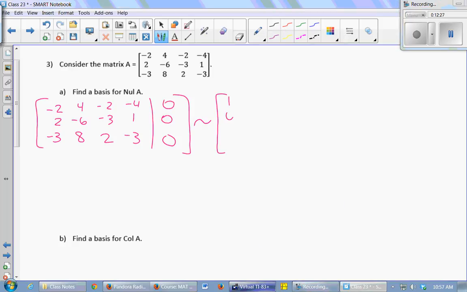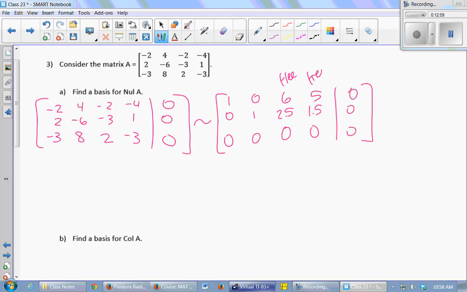Okay, so I have 1, 0, 0, 0, 1, 0, 6, 2.5, 0, 5, 1.5, 0, 0, 0, 0. Okay, so if I want to write the solution set as the span of some vectors, I have to figure out what are my free variables and what are my pivots. Good. So I need to rewrite x1 and x2 in terms of the free variables.